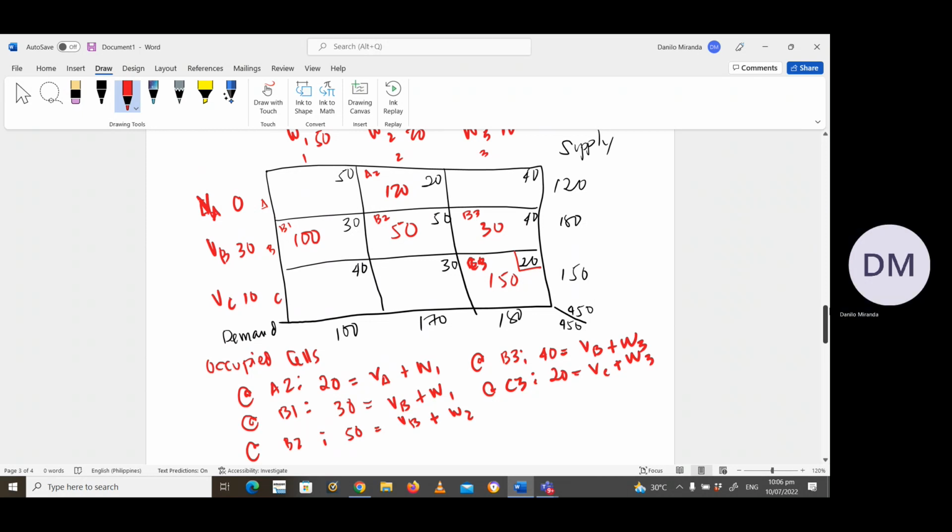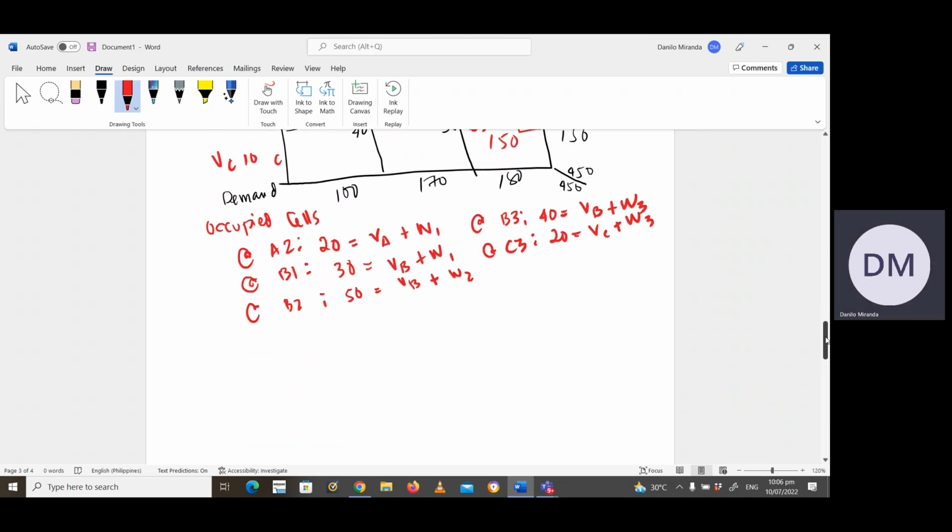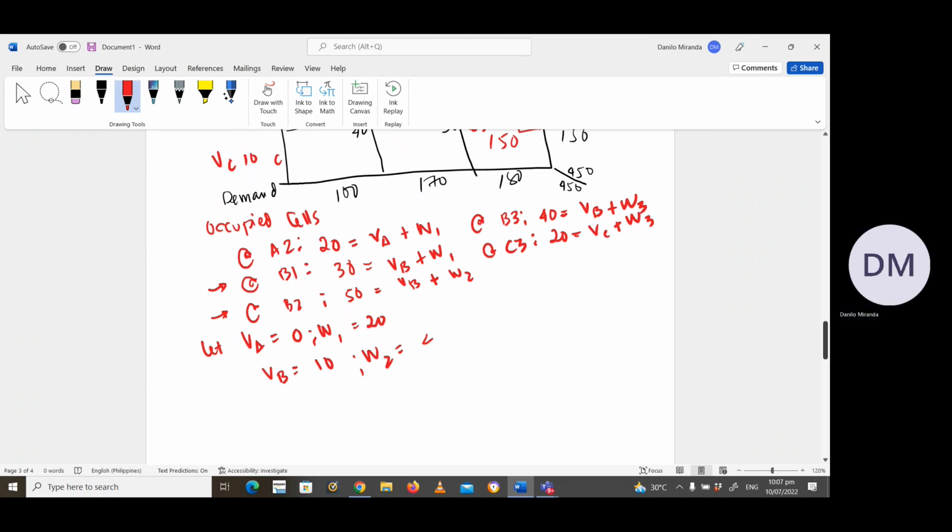So okay, let BA is equal to 0. If it is 0, your W1 will become 20. Okay? Kung W1 mo ay 20, ang BB mo ay, dito na tayo, no? W1 mo ay 20. So, 10. Magiging 10 yan. Okay? Kung ang BB mo ay 10, meron ka ng W2. Dito, using this. So, ang BB mo, 10. Ilipat mo doon, magiging 40. 40 ngayon ang W2 mo.